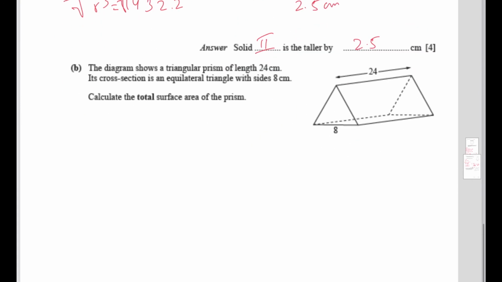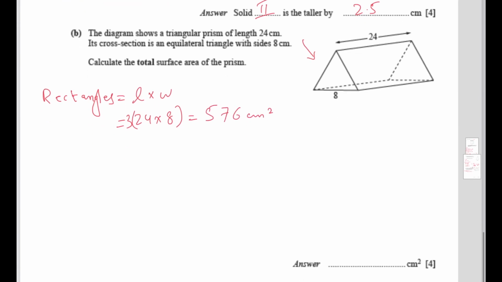The last part says the diagram shows a triangular prism of length 24 centimeters. Its cross section is an equilateral triangle with sides 8 centimeters. Calculate the total surface area of the prism. We have to find the area of all the sides in this shape and add them together. There are 3 rectangles, so that's going to be easy. Let's find the area of the rectangles first, which is length times width, 24 times 8, multiplied by 3 because there are 3 of these rectangles. So 24 times 8 times 3 gives 576 centimeters squared.